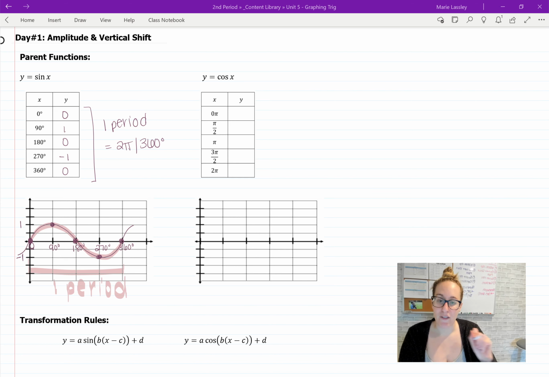If you notice the sine function, when you graph it, it kind of looks like a sideways S, which is really nice. It helps us remember that if we graphed it right, it should kind of look like a sideways S.